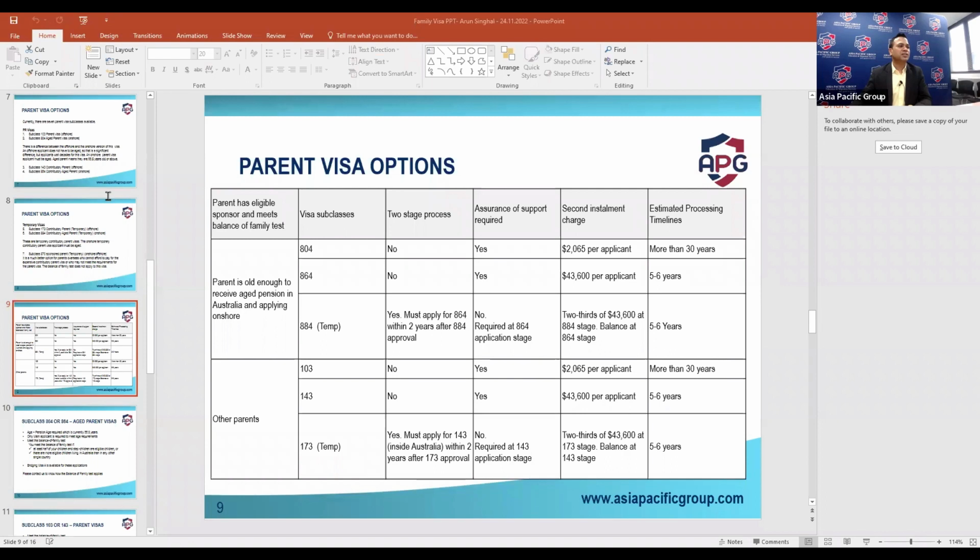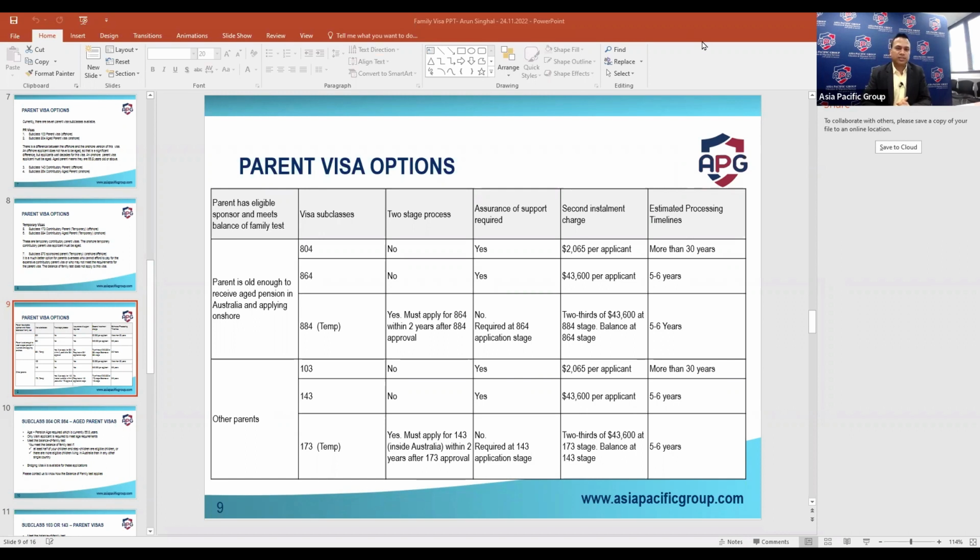Thank you, Rachel. Okay, so Rob is asking, what is the best route to come onshore to apply for the visa? Visitor visas most of the time have a no further stay condition. What is the best way to prevent this condition? Rob, basically, if you want to apply for an aged parent visa onshore and take the benefits of a bridging visa, then definitely the parent must come on a visitor visa.